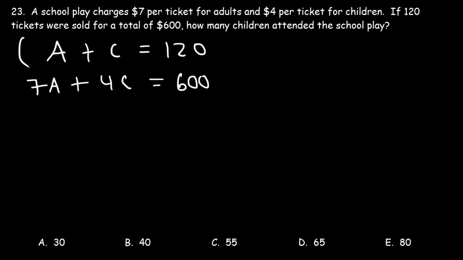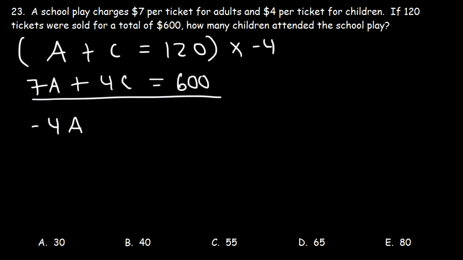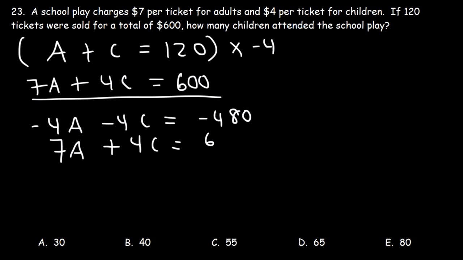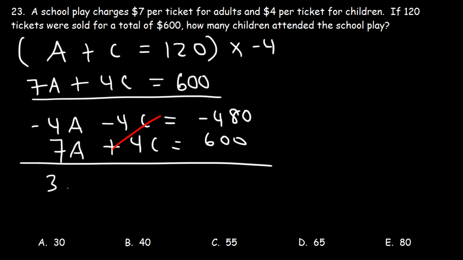Let's solve by elimination. Let's multiply the first equation by negative 4. So this is going to be negative 4A minus 4C, which is equal to negative 480. Now the second equation, we're just going to rewrite it right below the first one. Now let's add the two equations. Negative 4C plus 4C adds up to 0. And negative 4A plus 7A, that's 3A. Negative 480 plus 600, that's 120.